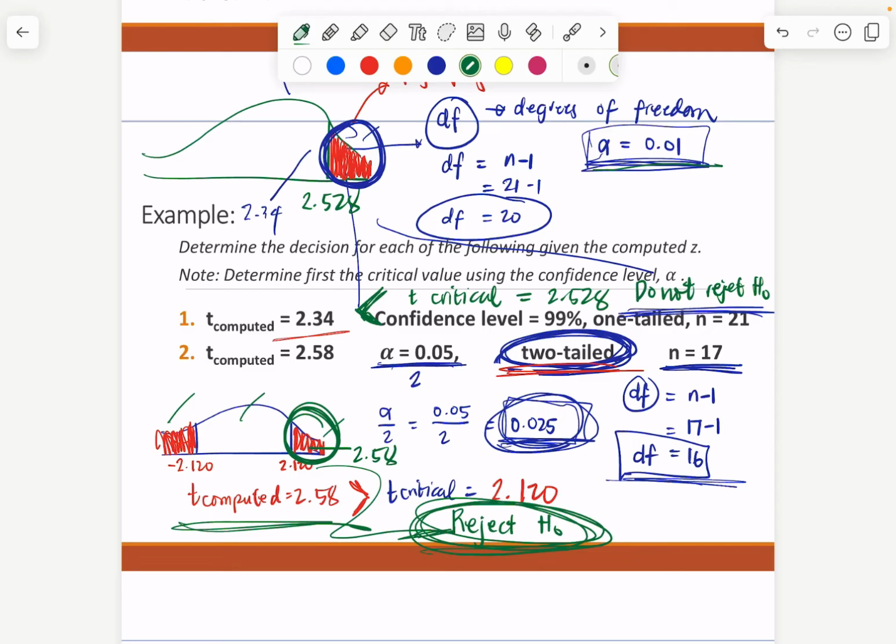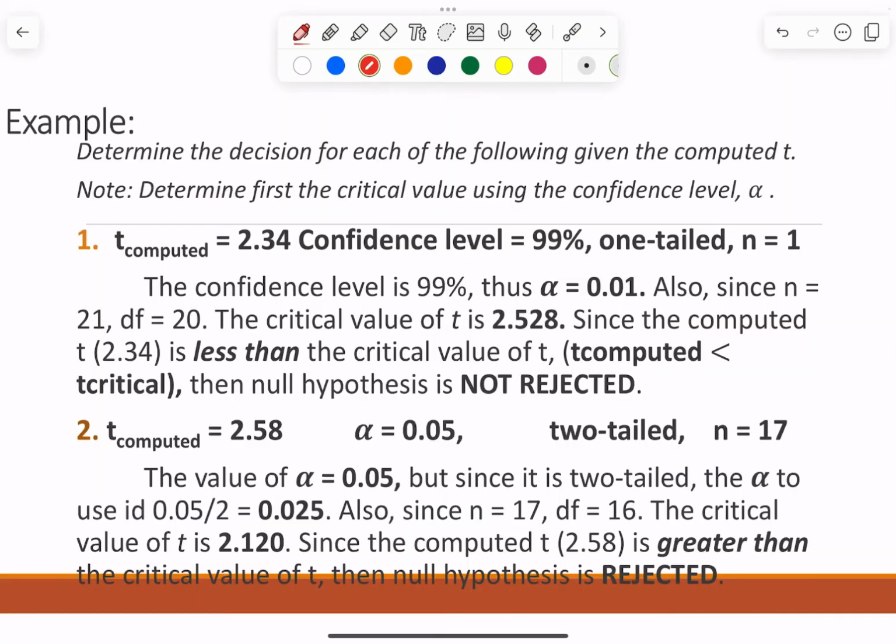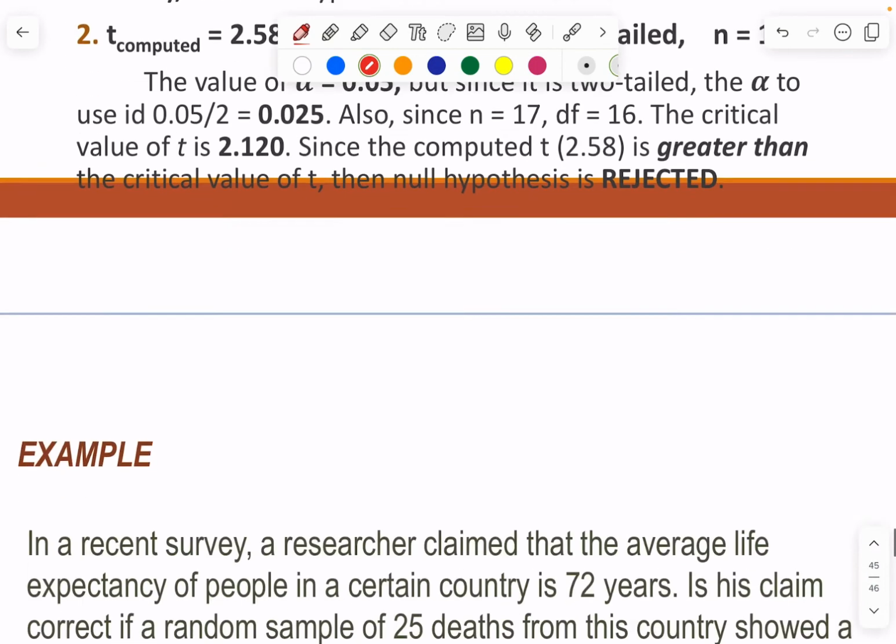The important thing here is if you know the DF, also the alpha, and whether it is one-tailed or two-tailed, it matters a lot in finding your T critical. Okay, so this is the explanation of the previous example. You may browse this one, but this is just the same as what I've explained earlier.